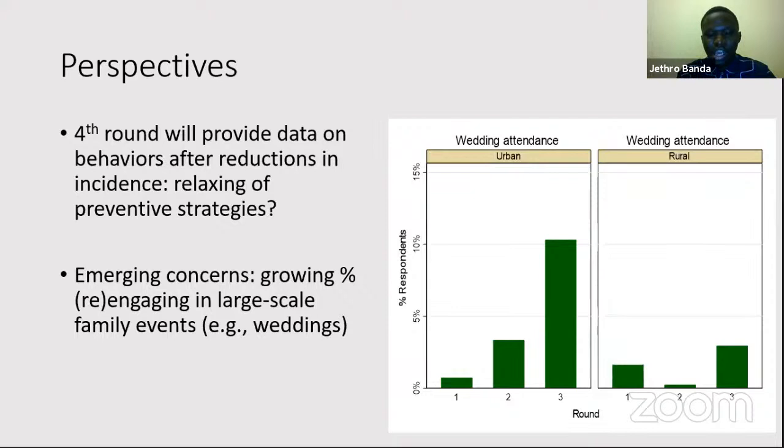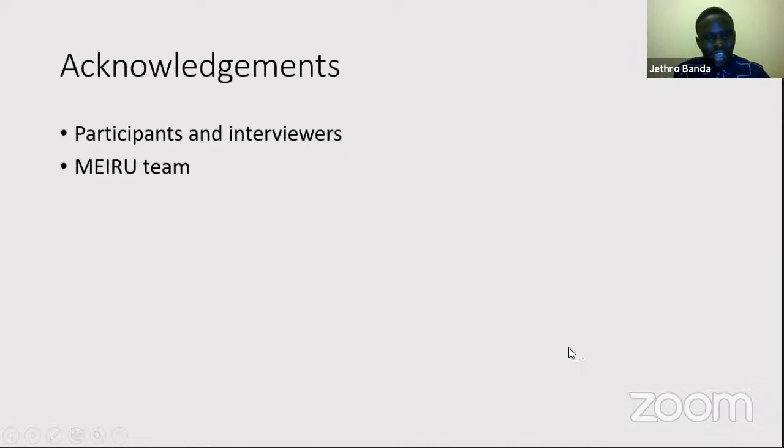We see one emerging trend, which is the increase in urban participants reporting attendance of weddings, which has more than almost tripled. Finally, I should thank the work that the interviewers have done.